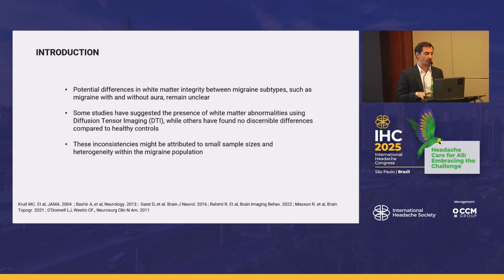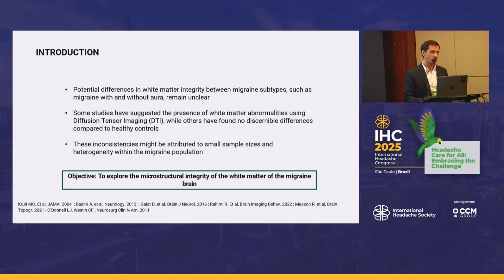So the background of the study was that it remained unclear whether there are differences in white matter integrity of the white matter tracts between migraine and controls and between migraine subtypes. Using DTI, some studies have shown differences and alteration of the white matter integrity in migraine, but some studies have not. These inconsistencies might be attributed to small sample size and heterogeneity within the migraine population and in the method used. So the objective of this study was to explore the microstructural integrity of the white matter of the migraine brain.